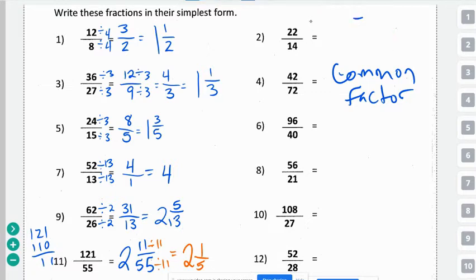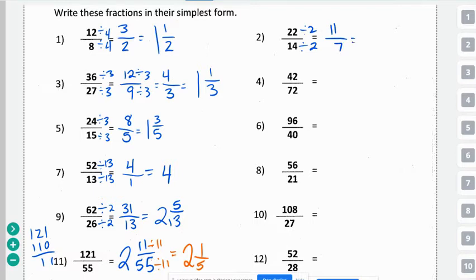All right, let me erase this greatest common factor. Let's do the other side. 22 divided by 14. 22 divided by 2 is 11. 14 divided by 2 is 7. We can simplify it even more because remember, our numerator is bigger than our denominator. 7 can go into 11 once. Keep your denominator 7 with 4 left over.